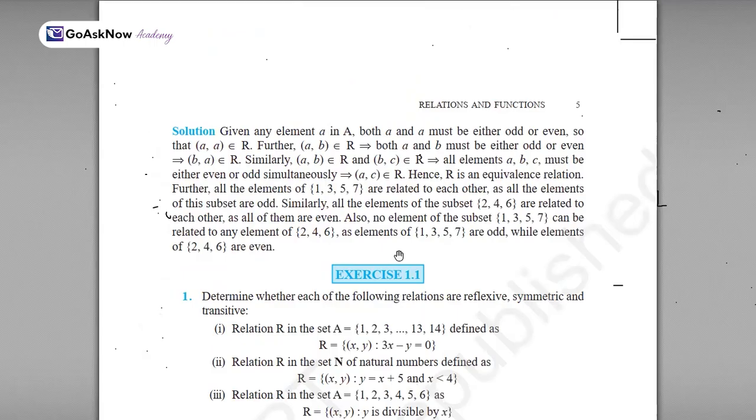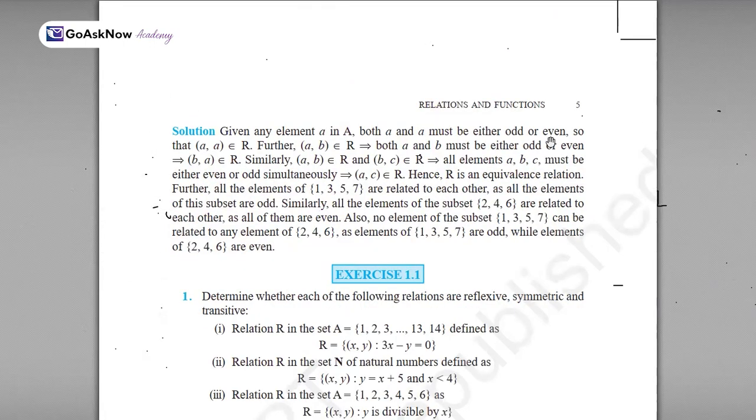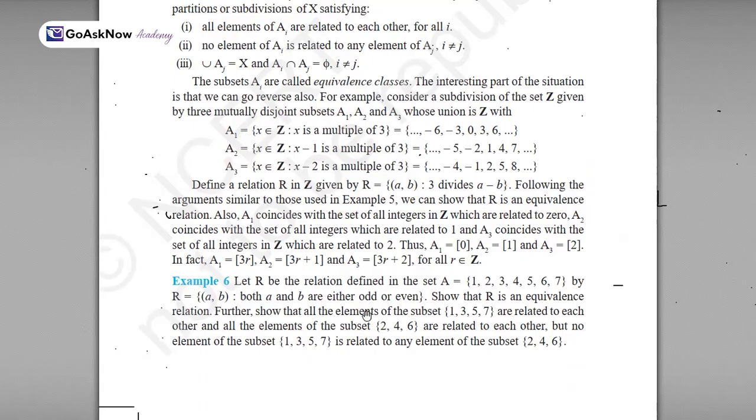Given any element a in capital A, both a and a must be either odd or even. Okay, so what it is telling here in the question is that I have to show that the relation on the set A, a comma b, both a and b are either odd or even.